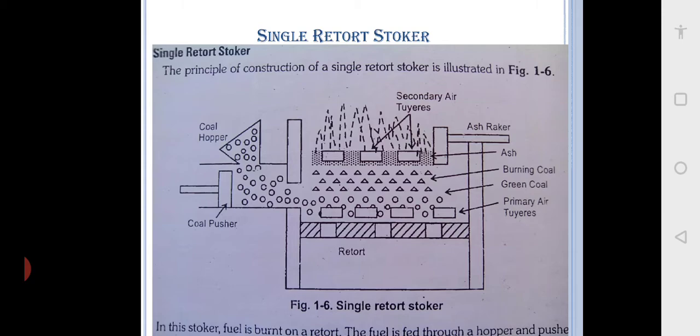So coming back here, you can see on the left there is a coal hopper, so the coal will fall down to the bottom. Here there is a coal pusher. You can see on the left there is a piston-like arrangement, it will push. Okay, this is a single pusher, so it is known as a single retort stoker.